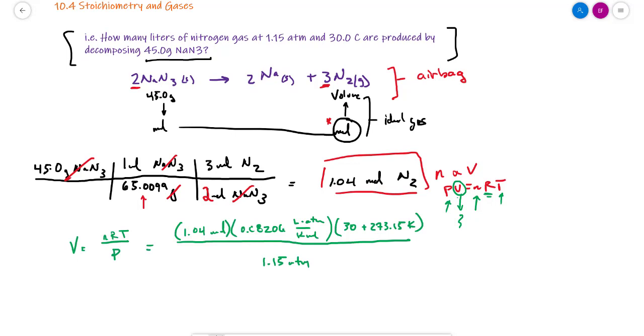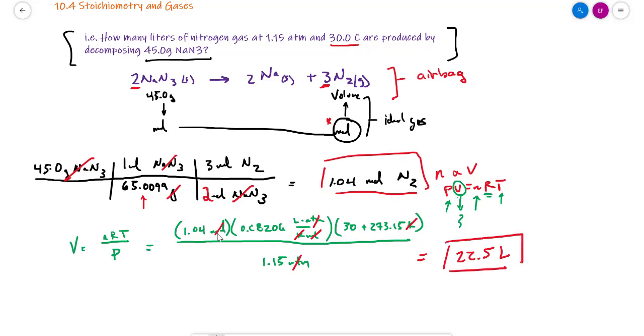Okay, I've set this up in the ideal gas law again. So I've got V equals nRT over P. So I got 1.04 moles. Oops, that goes away with moles here. I've got 30 plus 273.15 to get to Kelvin, because we're given this in C. So the conversion again is 273.15. So Kelvin goes away here, atmosphere goes away here. We're left with units of liters, and that's going to give me 22.5 liters.